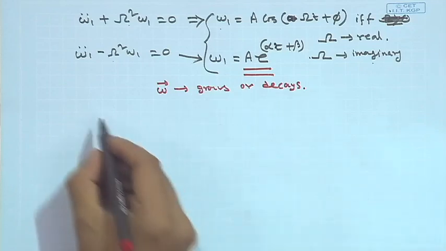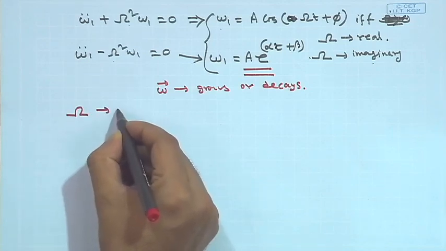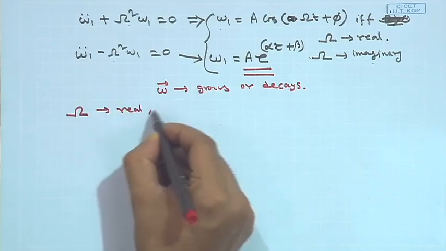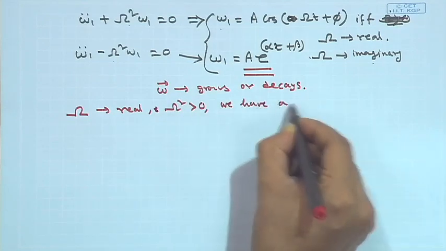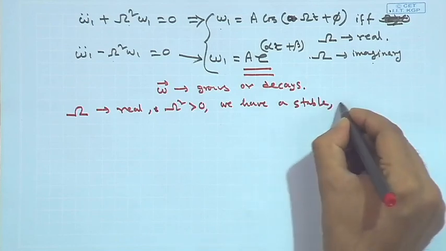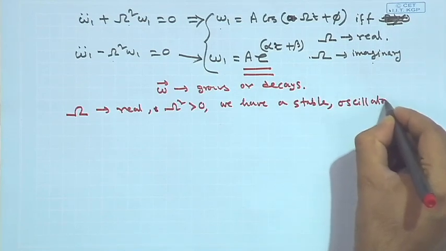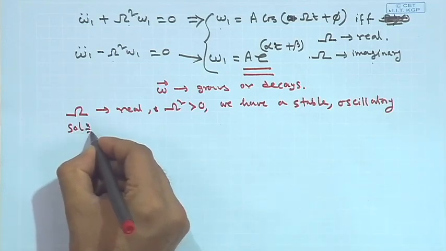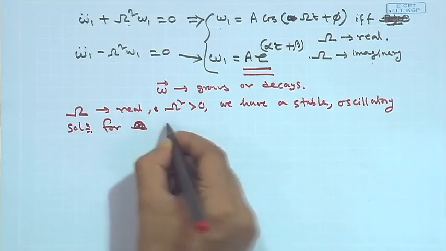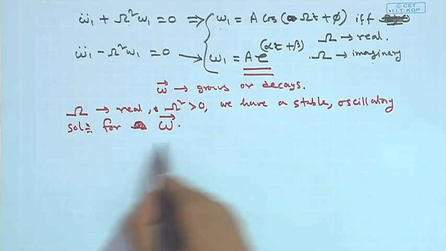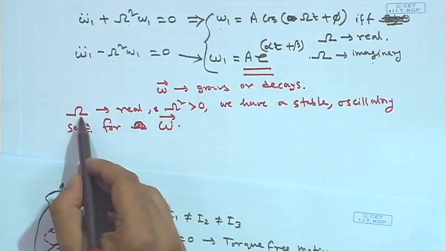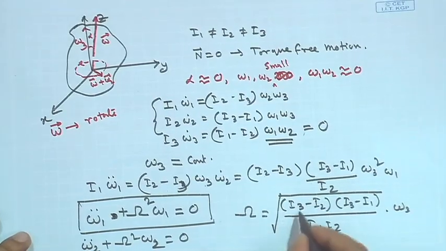So, if and only if capital omega is real, that means capital omega square is greater than 0, we have a stable oscillatory solution for omega. In the other case, we will get a decaying solution. Now, what conditions drive whether omega will be real or imaginary? It is hidden in this particular term.